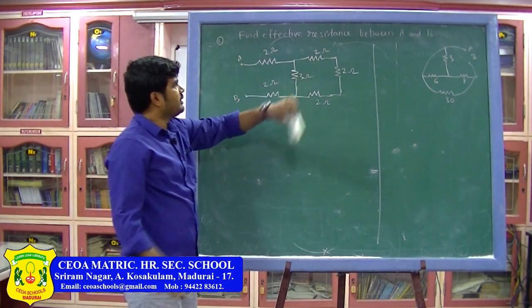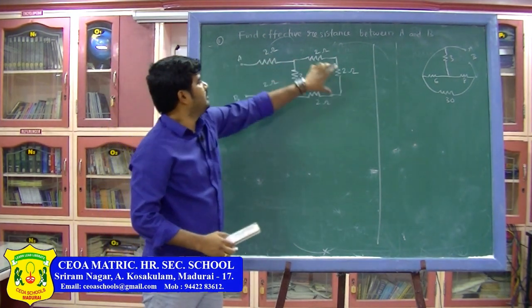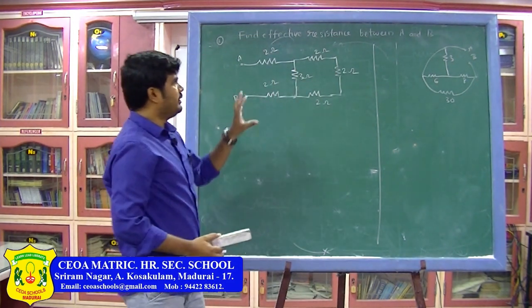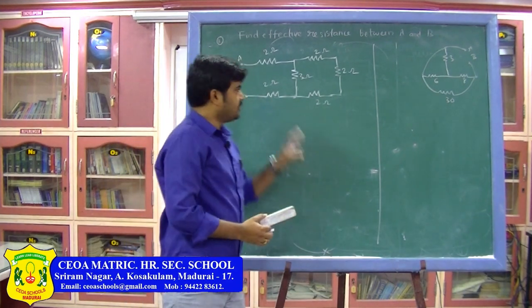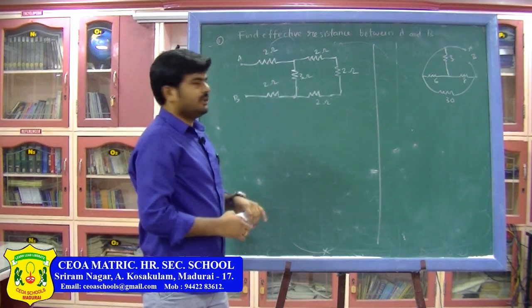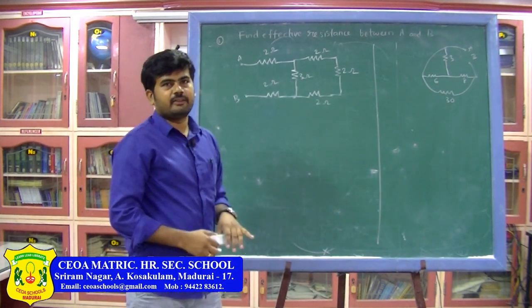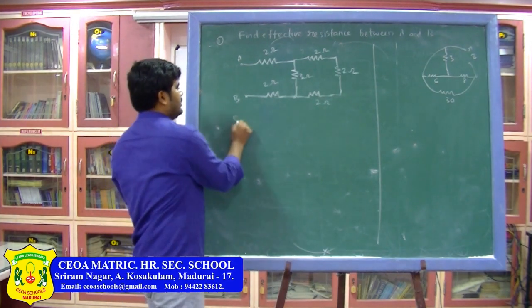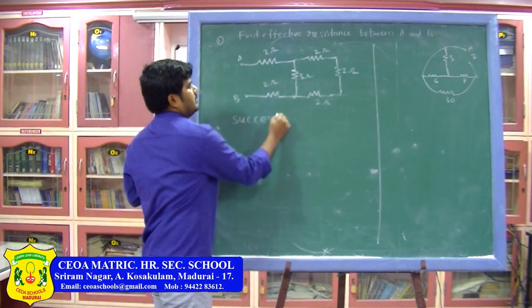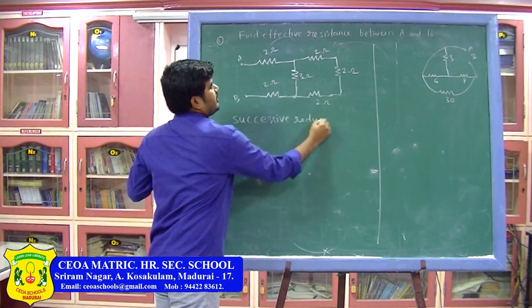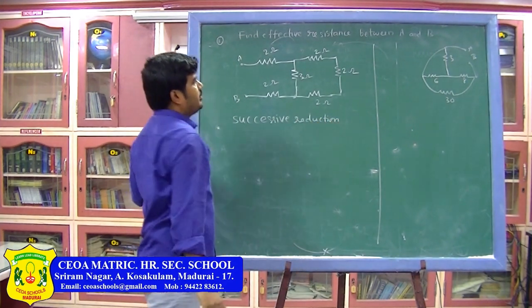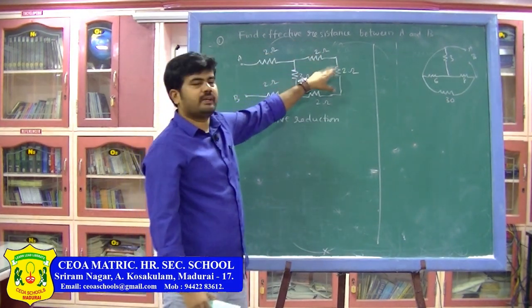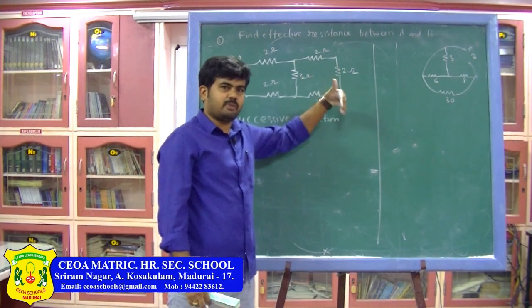This is the circuit given, so there are 1, 2, 3, 4, 5, 6 resistors connected like this. Now when a circuit like this is given, let us see how to simplify this circuit. Here we have to follow a method called successive reduction method. That means first we have to look into the circuit for any possibility of simplifying series and parallel combinations step by step.